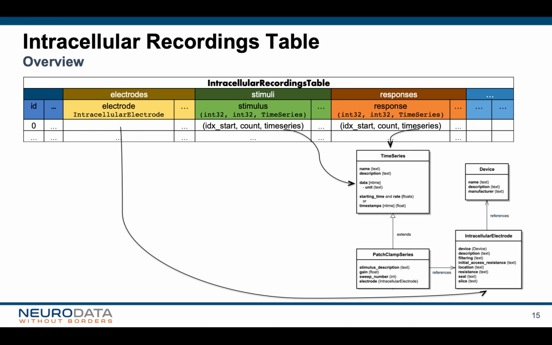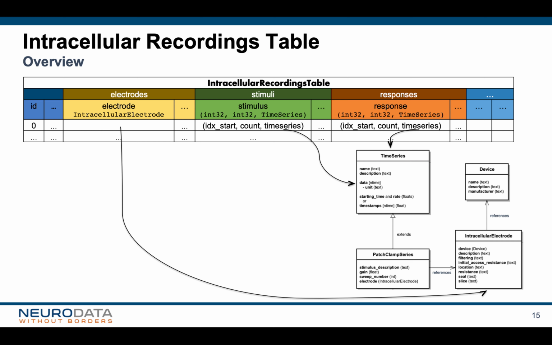A new feature that has been introduced here with the intracellular recordings table is the concept of categories, or you might call it subheadings of the table. Each category is described by a separate dynamic table which must be aligned. That is, each of these tables has the same number of rows.